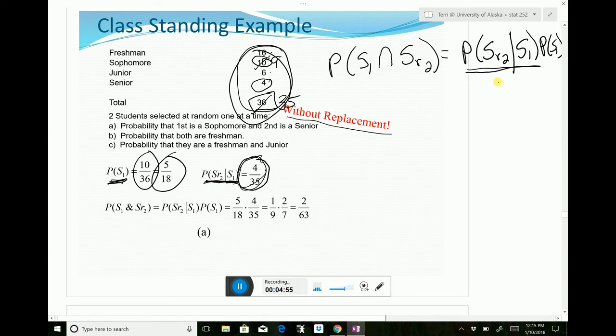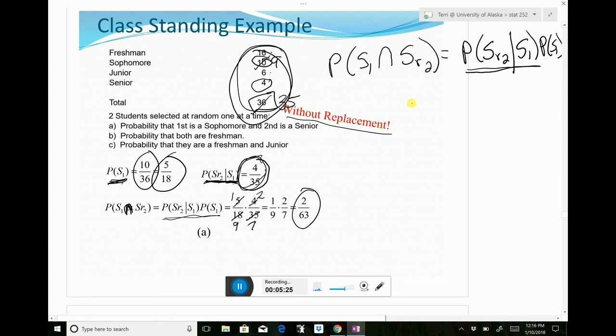use this multiplication rule. So the probability that S1 intersection S2, I can multiply these together. 5 over 18 times 4 over 35. I did some canceling. Divide this by 2, I get 9. Divide this by 2, I get 2. Divide this by 5, I get 1. Divide this by 5, I got 7. And I end up with 2 out of 63.